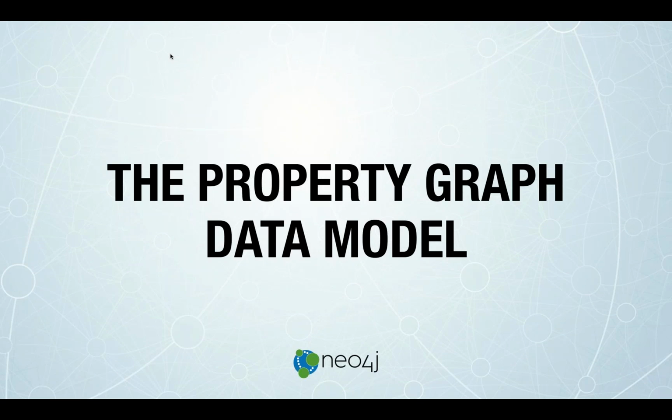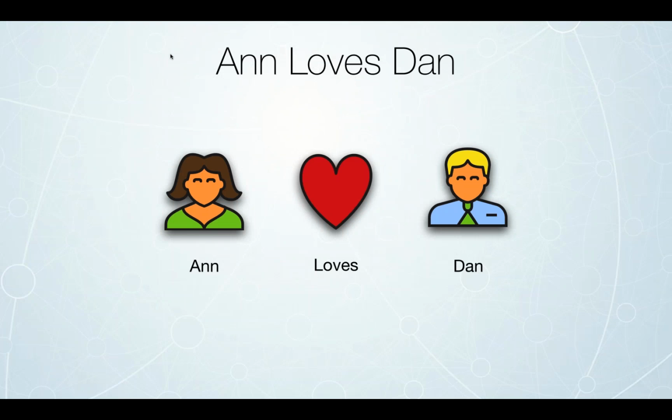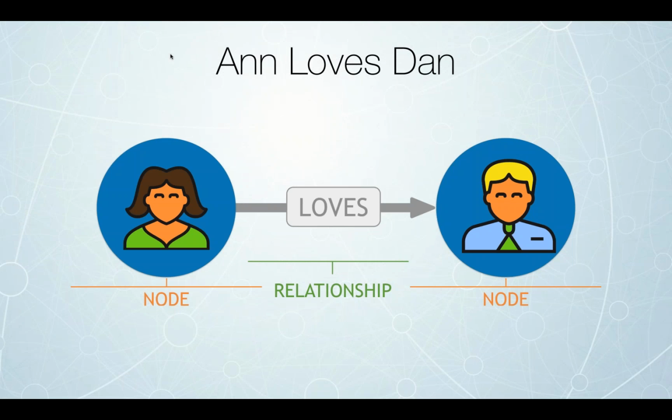So let's take a deeper look into the data model that Neo4j and graph databases use. This is called the property graph data model. And the example we'll use here is of a happy couple, Anne and Dan. They both love each other. Let's see how we can represent this as a graph. Well, the entities become nodes. So we have a node for Dan, a node for Anne, and to represent this loves, we'll do that as a relationship. So we have this loves relationship between Anne and Dan.